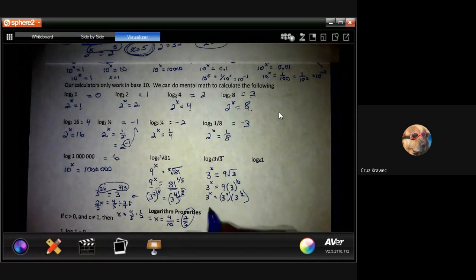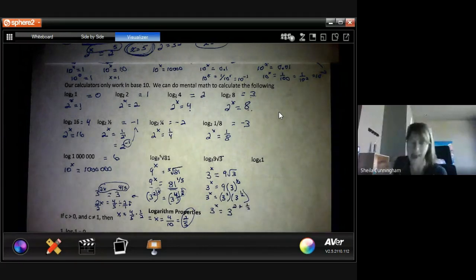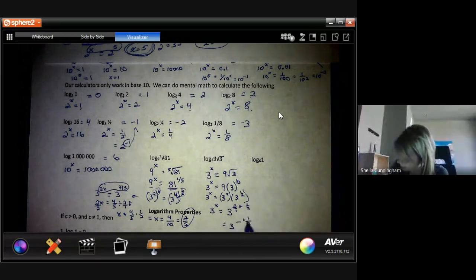So in this case, I really have 3 to the power of 2 plus 1 half. I can take the whole number of 2 and put it over a 1. That means I need common denominators. My suggestion is a common denominator of 2, so I multiply top and bottom by 2, which gives me 4 over 2. So 4 over 2 is the equivalent of just a 2, right?